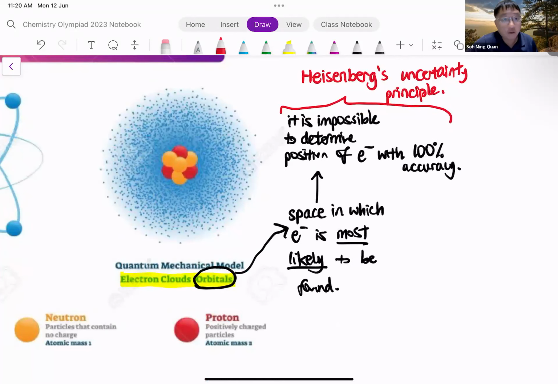So we have gone through 4 models of the atom, starting from J.J. Thomson's plum pudding model to Rutherford's orbit model, sorry, not orbital, orbit model, then Bohr's model of the atom, and finally the quantum mechanical model, which takes into account orbitals.